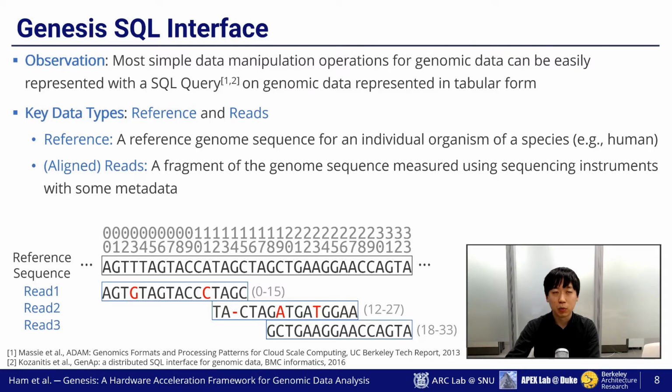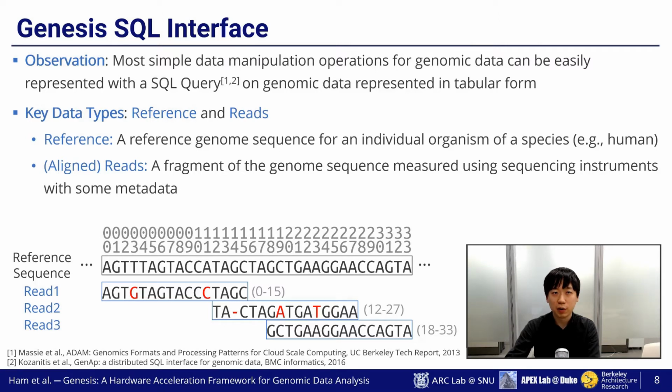For our work, we target data manipulation operations after the alignment. Such reads contain metadata representing the alignment information produced by the alignment algorithm. At the bottom of the slide, we show examples of the reference sequence and 3 aligned reads. Near 1 billion reads are utilized for the human genome sequencing.